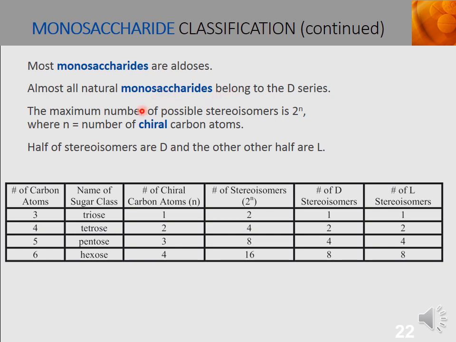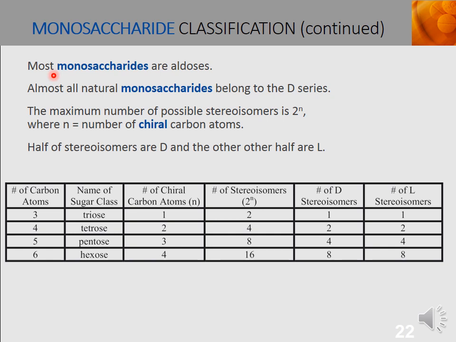Monosaccharide classification: most monosaccharides are aldoses. This is a general point for you to understand, that most of the monosaccharides are aldoses. Almost all natural monosaccharides belong to the D series.